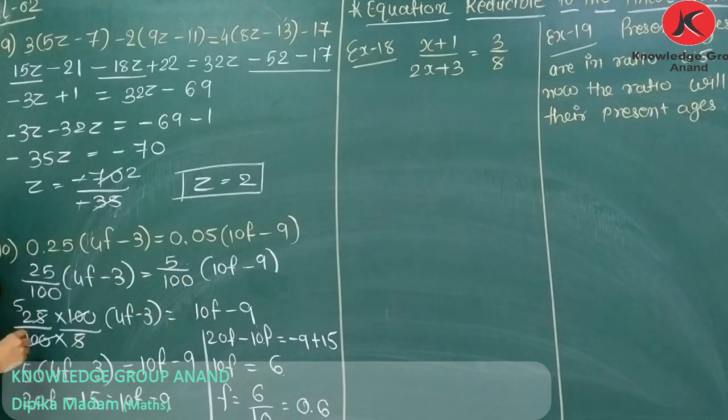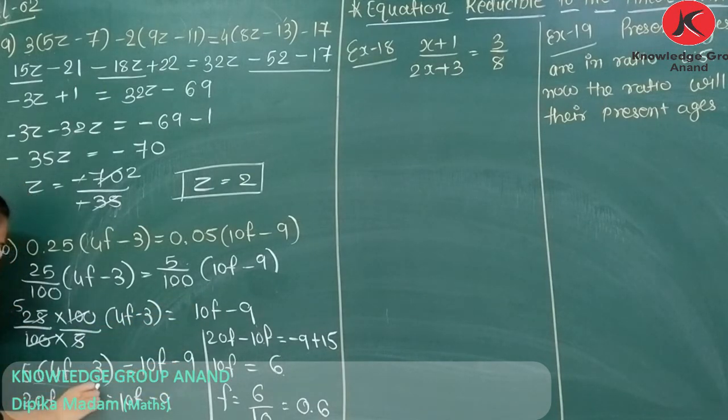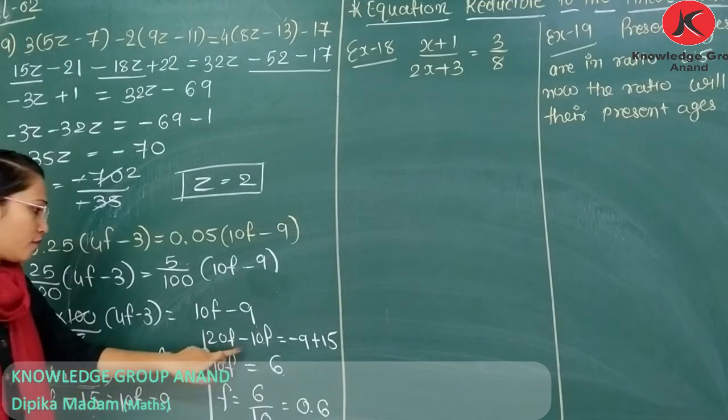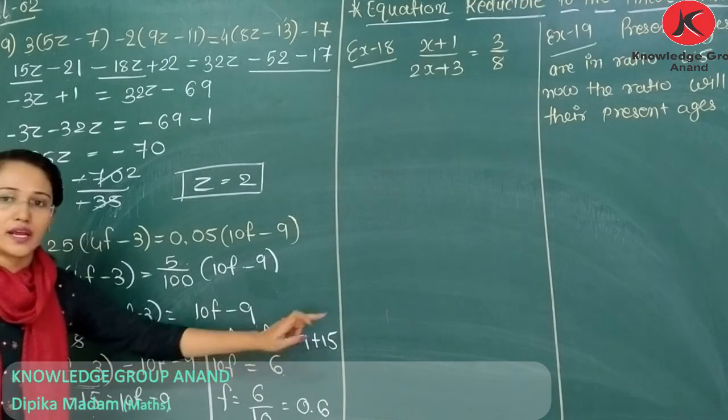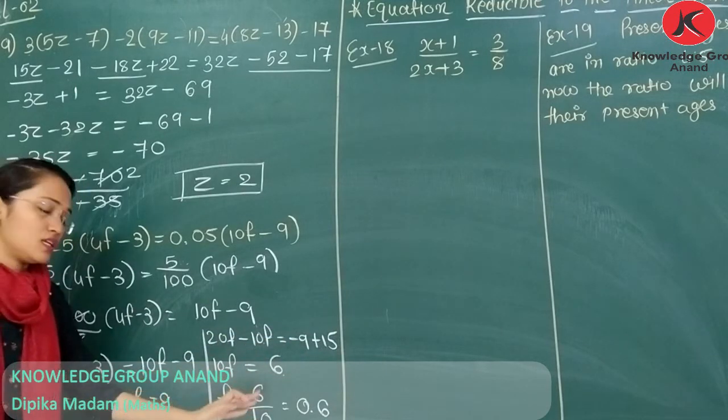Now we will cut the common factor, 100, 100, 5 5s are 5. 4f minus 3, 10f minus 9 as it is. Open the bracket, that is 20f minus 15 is equal to 10f minus 9. Combine the like terms, 20f minus 10f is equal to minus 9 plus 15. That is 10f is equal to 6. 10 in a divide is 0.6.